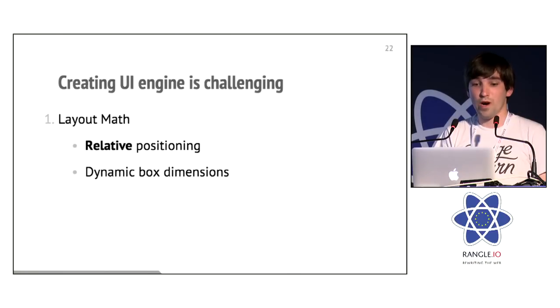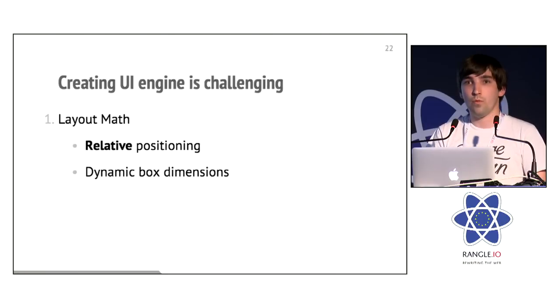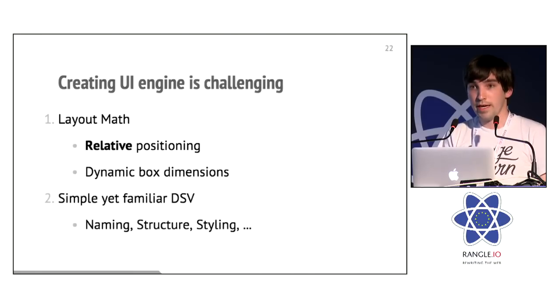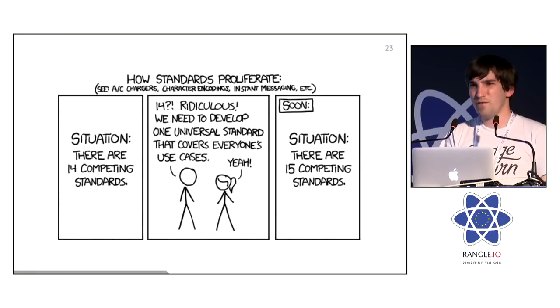And here comes a question. Why are good and powerful UI engines in general, not only in text, challenging? In my opinion, one issue is the layout math, especially if you want to create relative positioning with dynamic boxes. Another big thing is the domain-specific vocabulary which you can reuse, coming from another technology. So you can reuse your naming, your structure, your approaches, your build tools, and so on. And if you remember this comic from XKCD, about 15 competing standards, at some point I thought we actually really need it. I cannot use the existing 14.